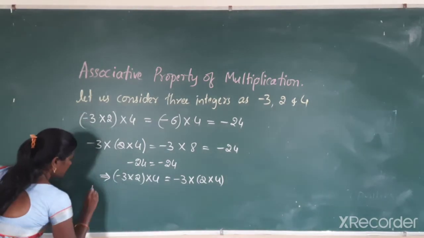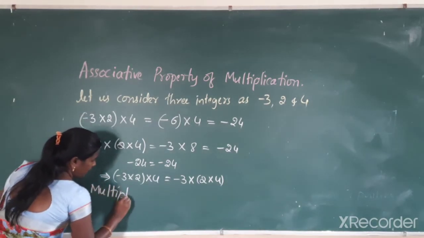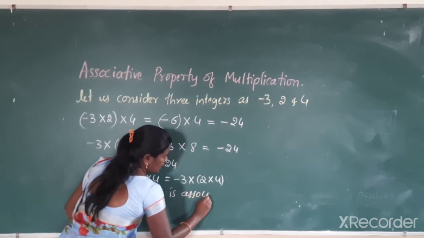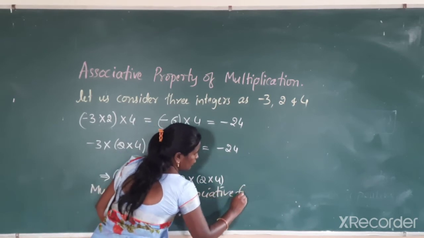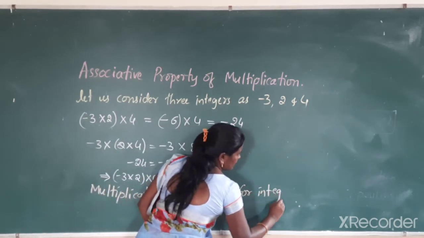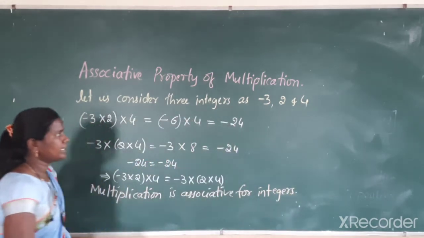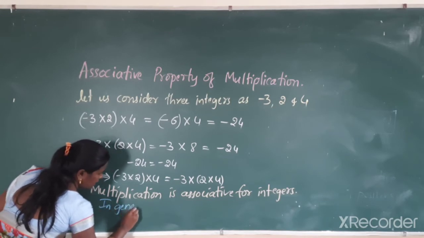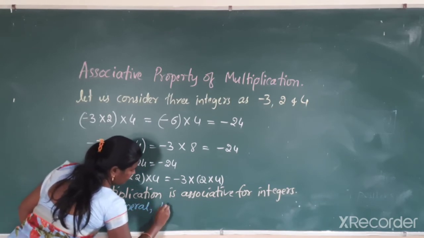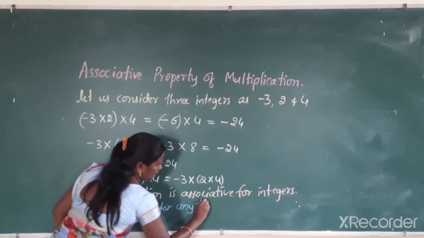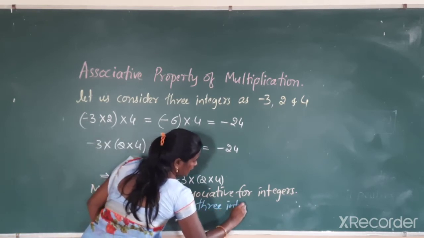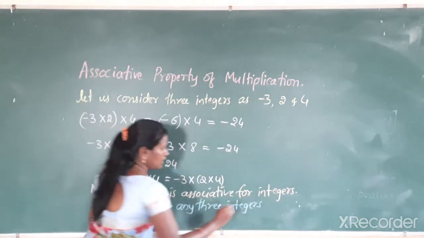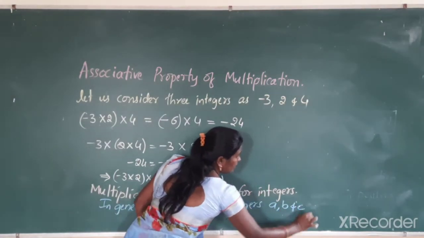Let me write: multiplication is associative for integers. In general, for any three integers, what have you considered here? A, B and C.